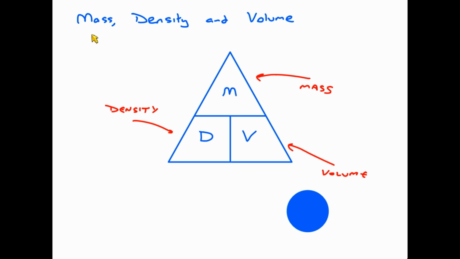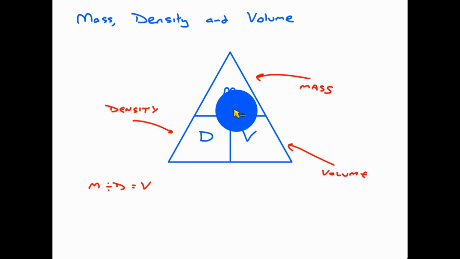So the mass of an object is dependent on its density and its volume, and you can work out one from the other three. These seem slightly more complicated because maybe we're not so familiar in working with them, but it works in exactly the same way. So again, if I am given the mass and the density and I want to work out the volume, I put my thumb over volume and I've got mass over density. So mass divided by density equals volume.